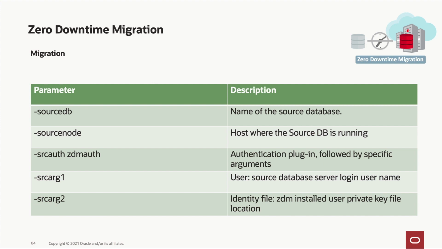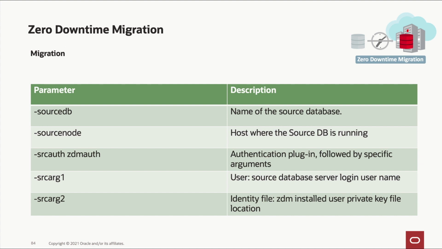So let's see each one of the arguments that are part of the migrate database command. First, we start with source DB, which is the name of the source database, and source node, which is the host where the source database is running. Then the authentication plugin, we use ZDM Auth. You can read more about how this works in the documentation, and it has 3 arguments: source RG1, source RG2, and source RG3. We are seeing here in this slide 2 of them. We'll check the next one on the slides to come.